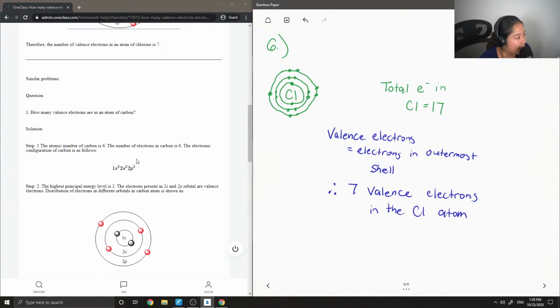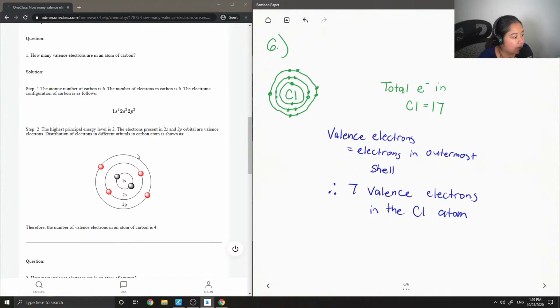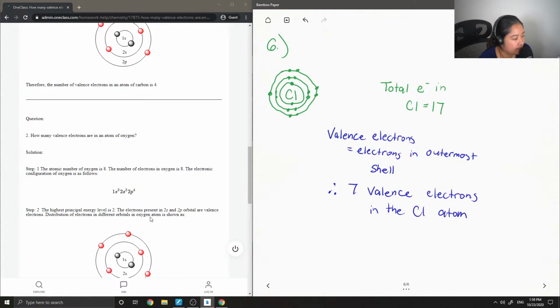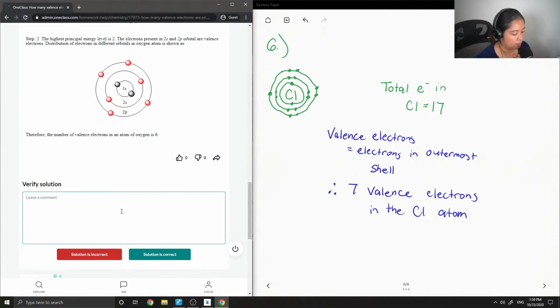Oh, and then they have similar problems. So this is what the distribution of electrons would look like in a carbon atom. And then you count out 4. They have it for oxygen, which is 6. So this solution was very well written. It is correct.